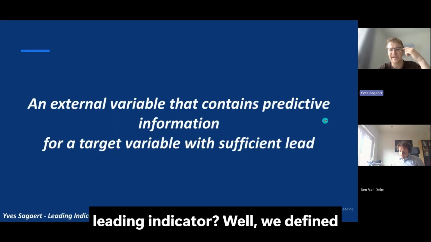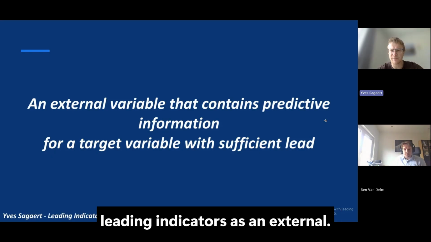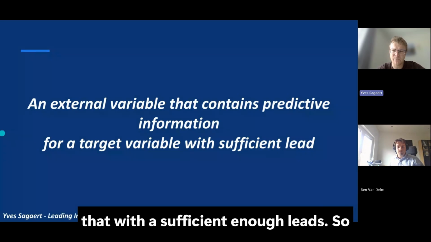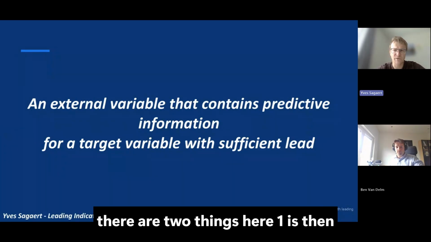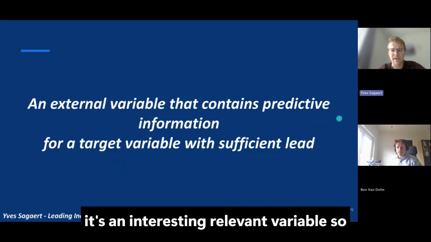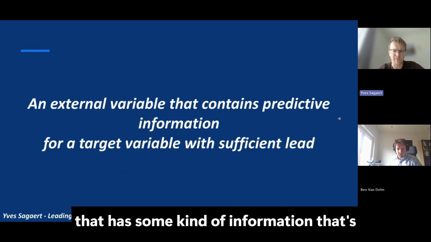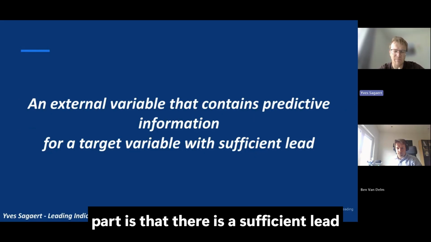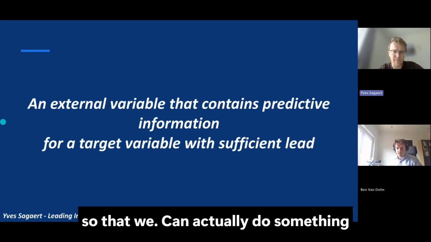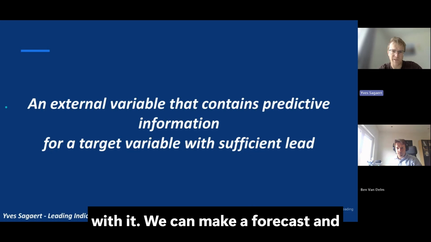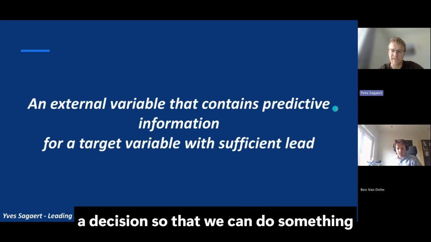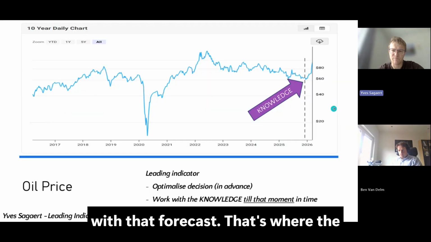We define a leading indicator as an external variable that contains predictive information for our target variable, and that with a sufficient enough lead. So there are two things here. One is that it's an interesting, relevant variable that has some kind of information. The second part is that there is a sufficient lead, so that we can make a forecast, and on that forecast we can still make a decision, so that we can do something with that forecast. That's where the leading effect comes into place.